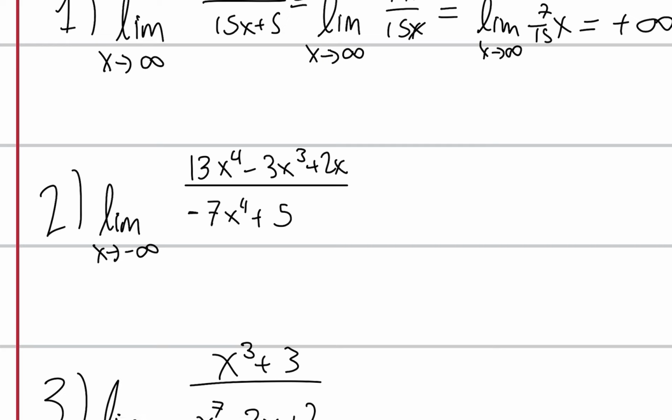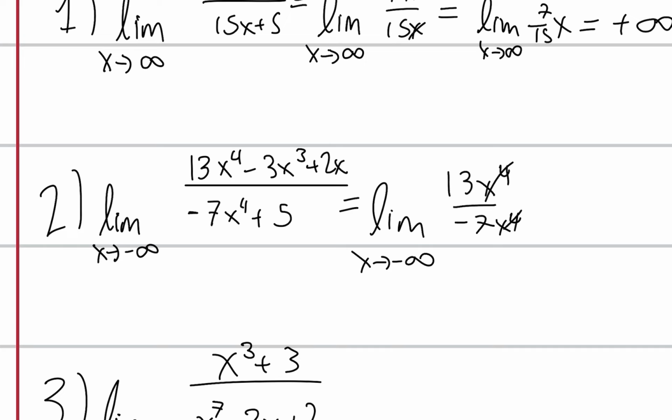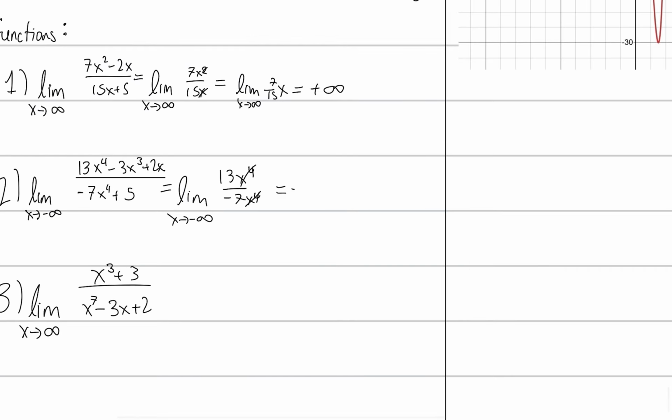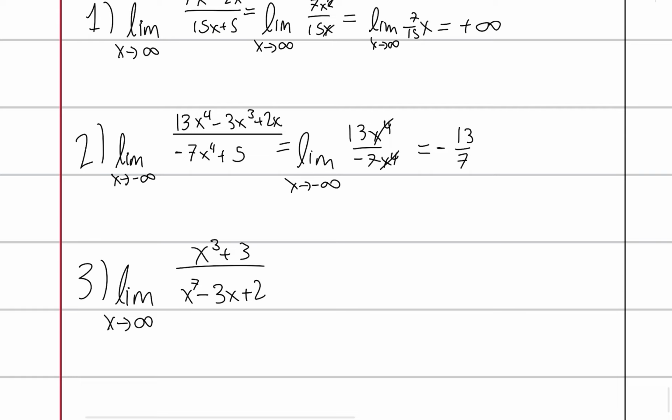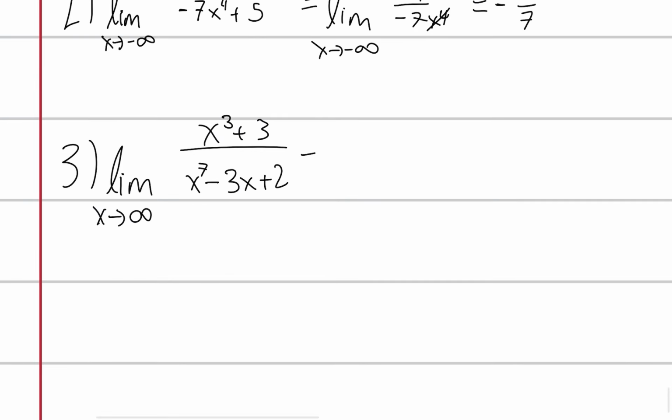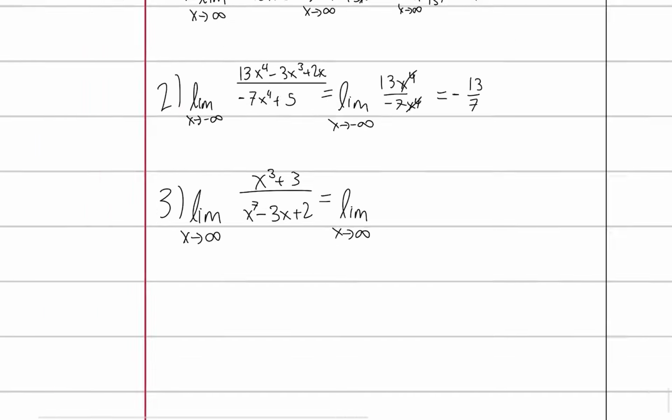Here we have another rational function, so remember, only the ratio of the leading terms, 13x to the fourth over negative 7x to the fourth. These x to the fourths cancel out, and we're just left with negative 13 over 7, and that is our limit. So this is going to be a horizontal asymptote, right, which is at infinity. And here we do have another horizontal asymptote, believe it or not, but a very special one.